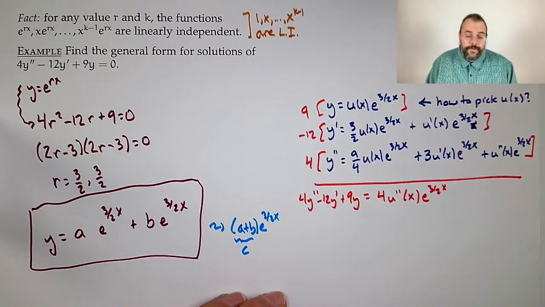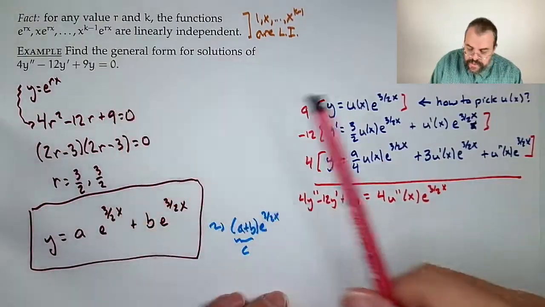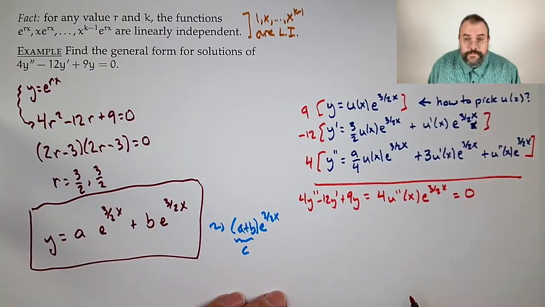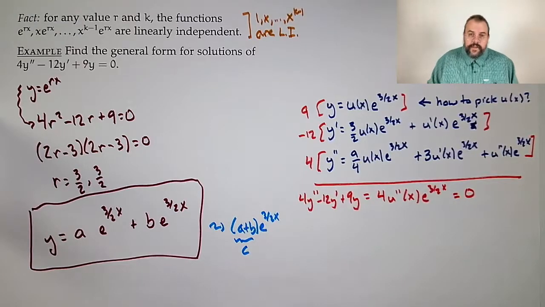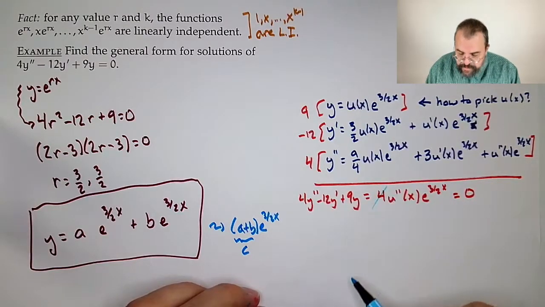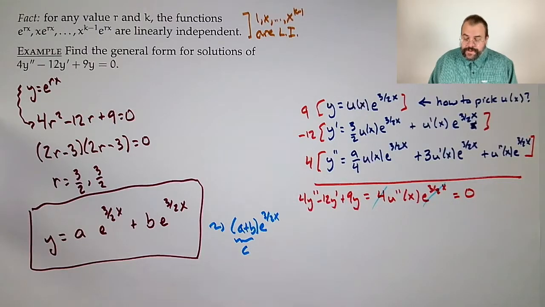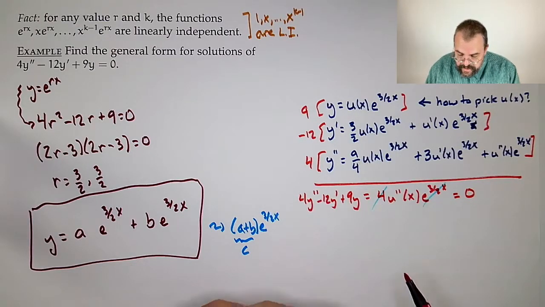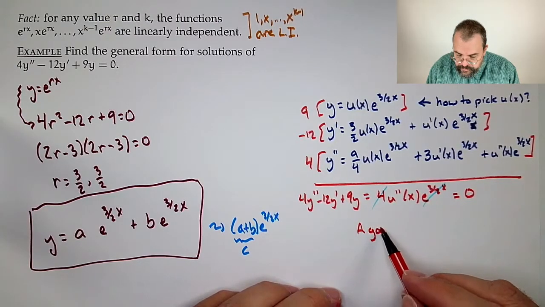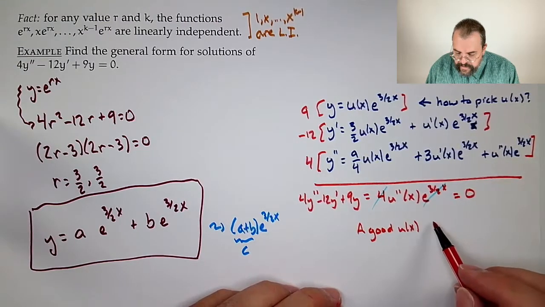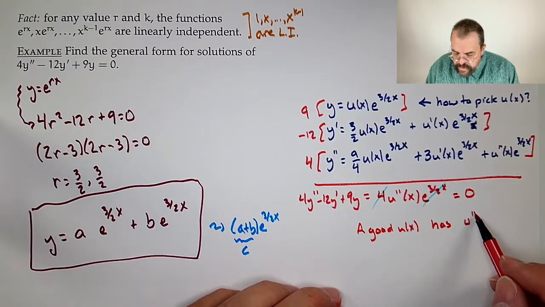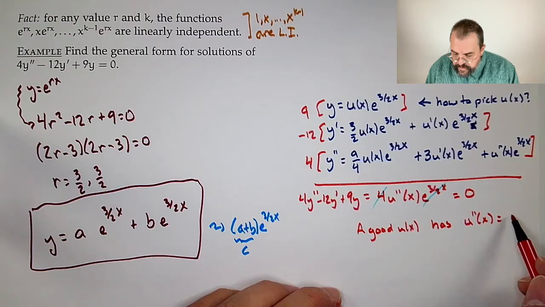Now, what do we want? Well, in order to be a solution, this has to equal 0. Now, we look at them and say, well, there are 3 pieces here: the 4, the u double prime of x, and e to the 3/2 x. The 4 can't be 0. And an exponential function can never be 0, that's one of the nice properties of exponential functions. So a good u of x has the property that u double prime of x equals 0.